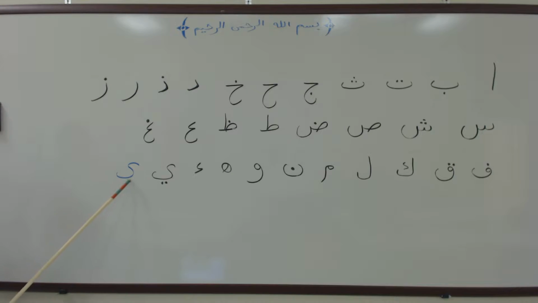But in modern standard Arabic, if you read a newspaper, a book or anything, if you see this, it is not a ya, it is an alif. We call it alif maqsura. And inshallah we'll go into more details about this later on. But for now, we'll call this alif maqsura.